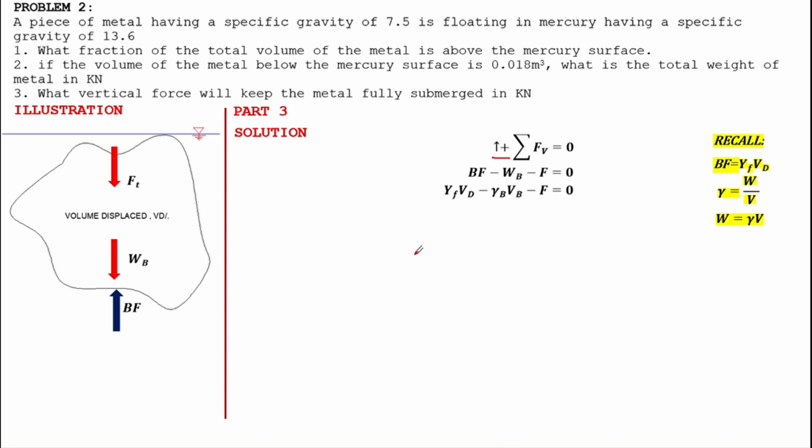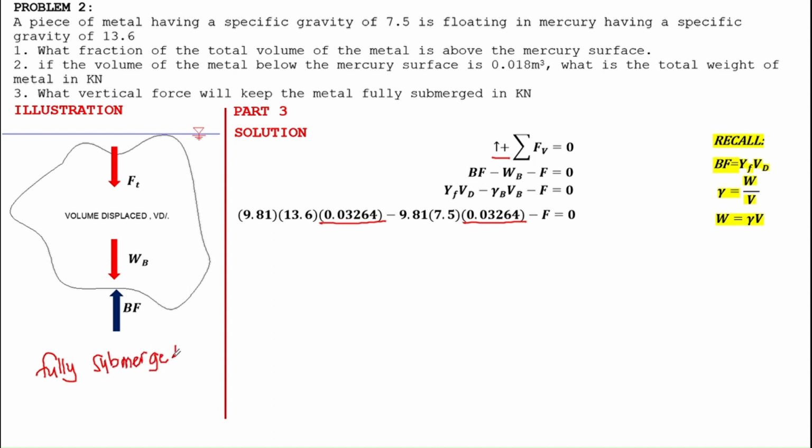Now substituting the values, take note that from part 1, the volume of metal is 0.03264 cubic meters. Although this is the total volume of metal, this is already equal to the volume displaced since the problem states that it is fully submerged. Continuing, we got 9.81 kilonewton per cubic meter multiplied by 13.6 multiplied by the volume displaced equal to 0.03264 cubic meters, minus 9.81 kilonewton per cubic meter multiplied by 7.5 multiplied by the total volume equal to 0.03264 cubic meters, minus the additional force F is equal to 0.